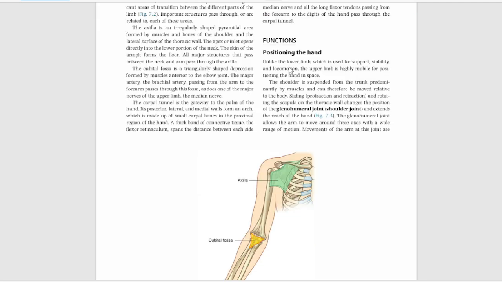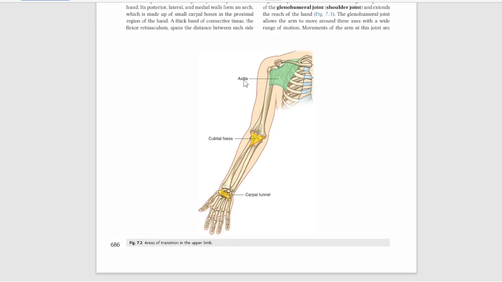Now, the functioning and positioning of the hand. Now just see, this is the axilla. This is the most important thing you have to understand. What is the axilla? Many surgeries happen here, and this is an important region. This is the cubital fossa. You check the blood pressure here because there are many arteries.